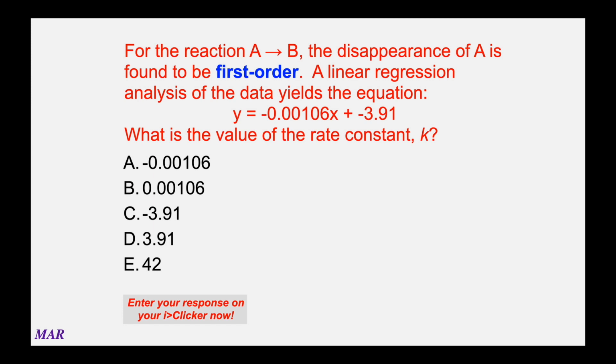So of the answers there, you can probably see it's going to be either B or D. A and C are negative numbers. That's not going to fly.